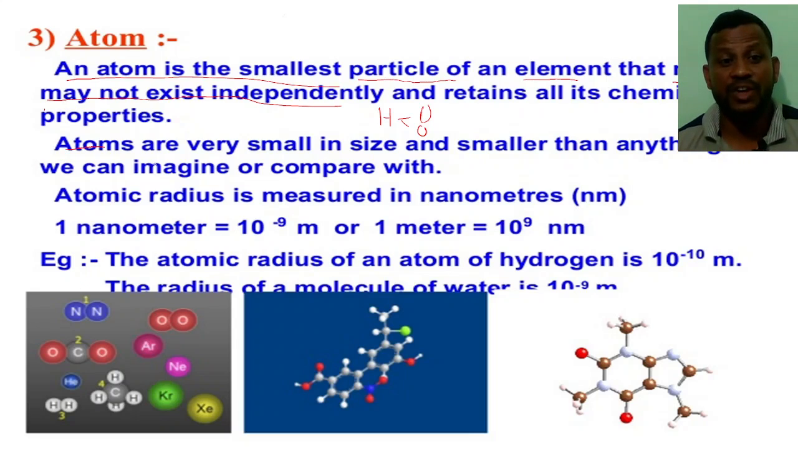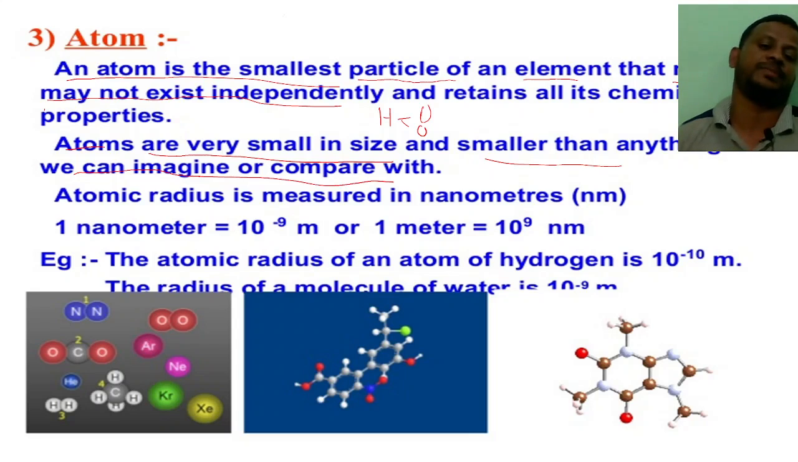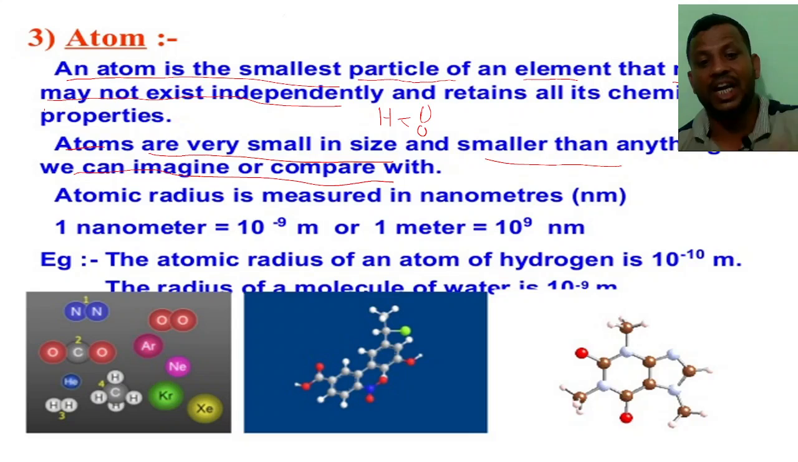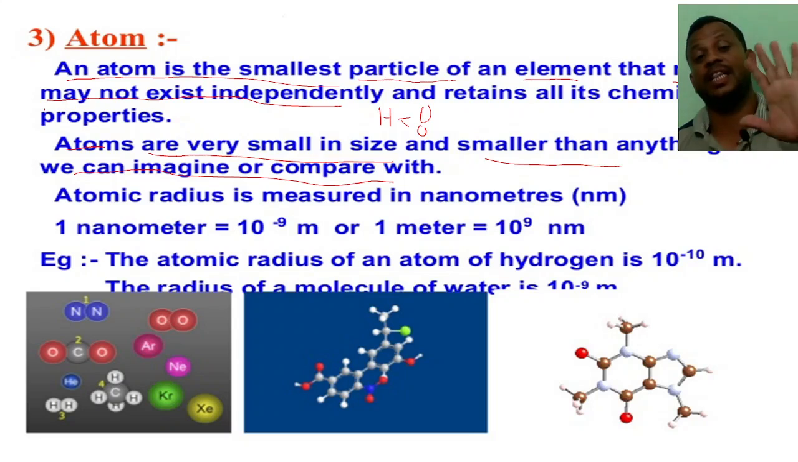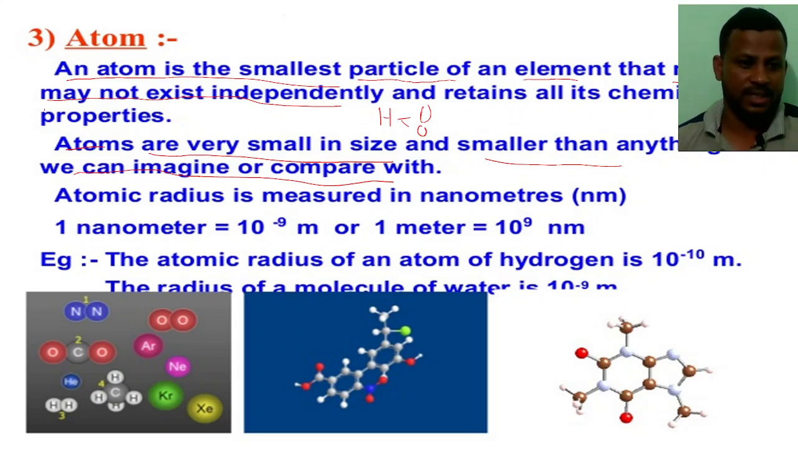Atoms are very small in size, smaller than anything we can imagine or compare them with. It means they are very minute. We can't compare the size of an atom with other substances that are very small. We can say that we can't see them with our naked eyes. Until then, we say that they are very small in size.